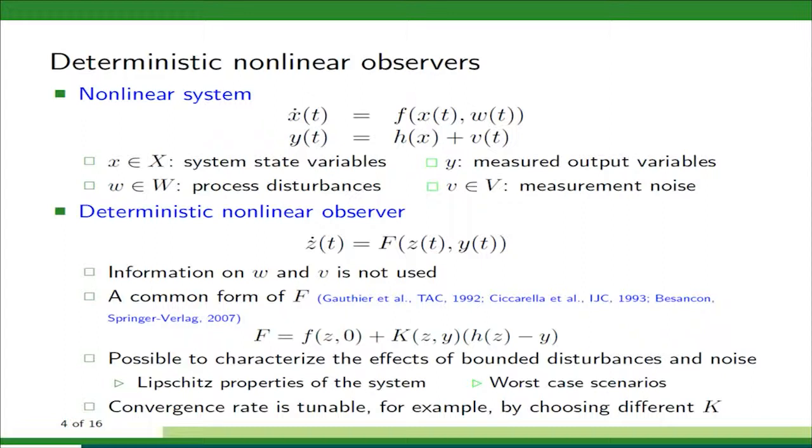This kind of design, deterministic nonlinear observers, has some properties. For example, we can characterize the effects of bounded disturbances and noise. Also, it has tunable convergence rate, for example, by tuning the observer gain.